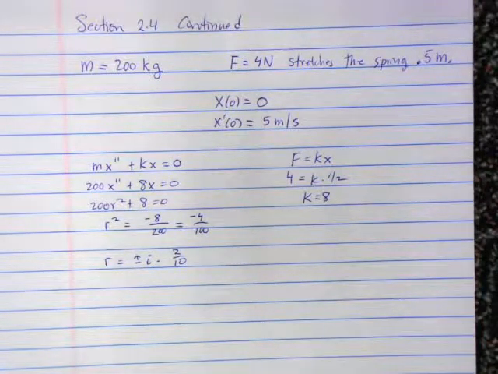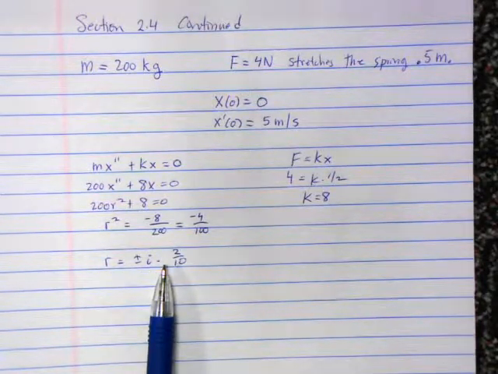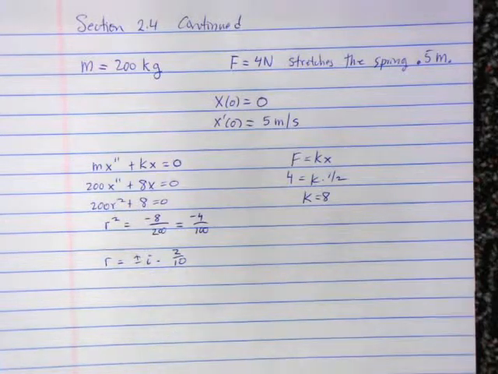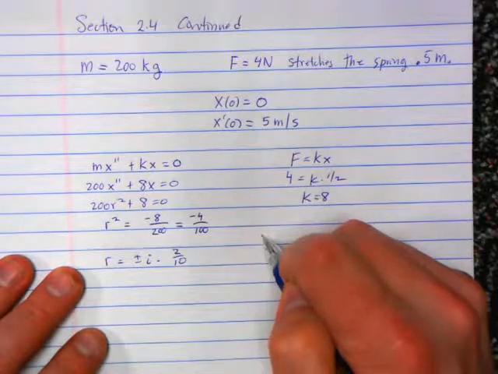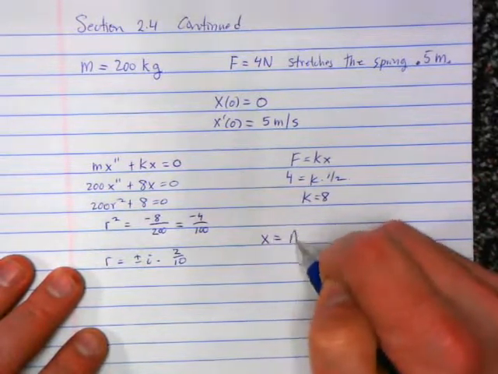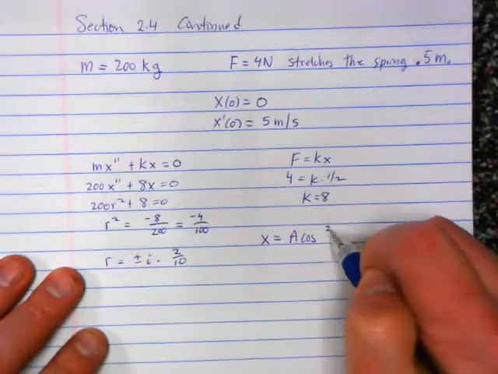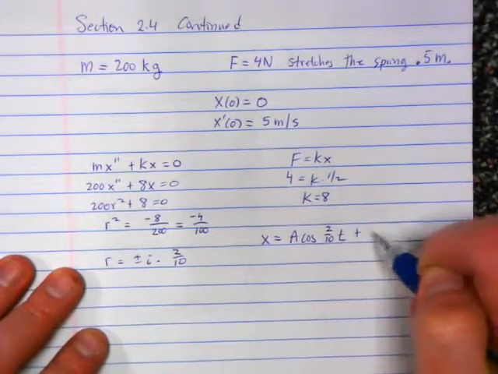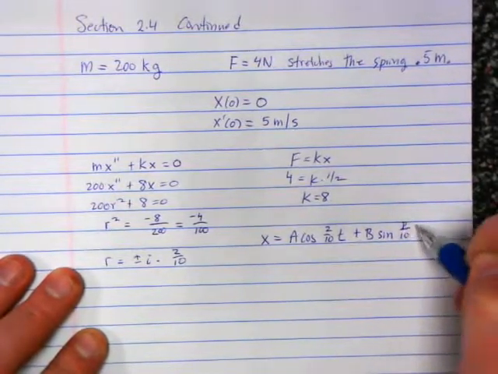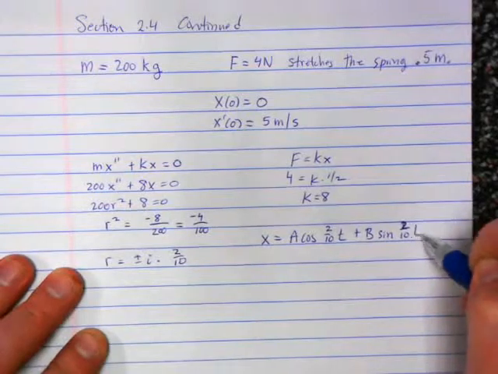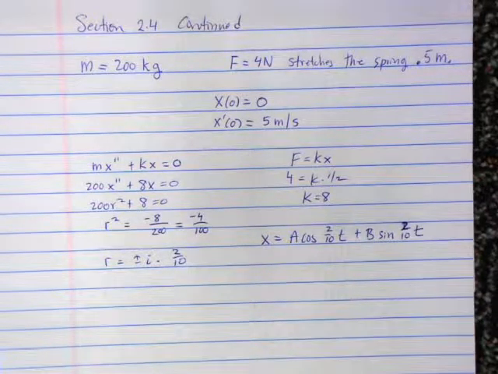So what does that tell you about the solution to the differential equation? It doesn't exist. Or it's an unreal number. So what happens when we get complex numbers? It has cosine and sine. So our solution, except we're using x, not y, is x equals A cosine 2/10 t plus B sine 2/10 t. And I suppose I could have reduced that to 1/5, but chose not to.